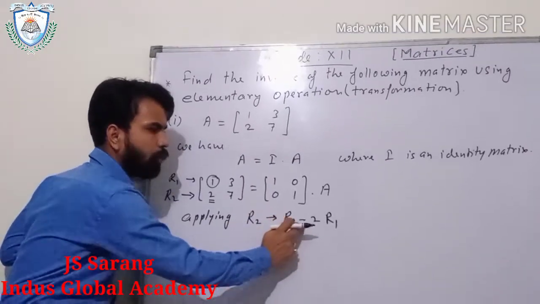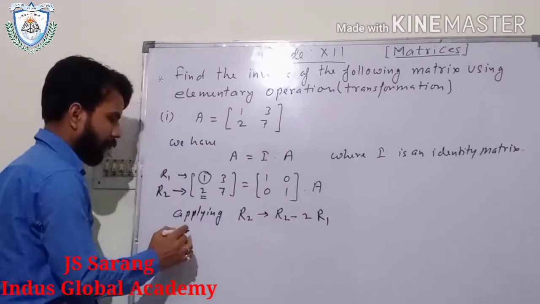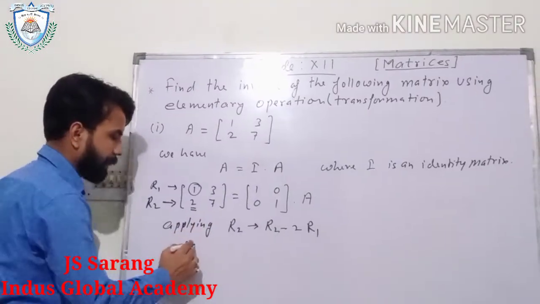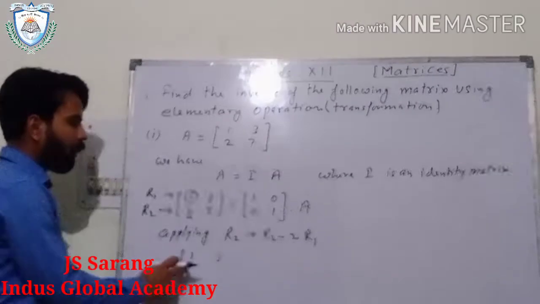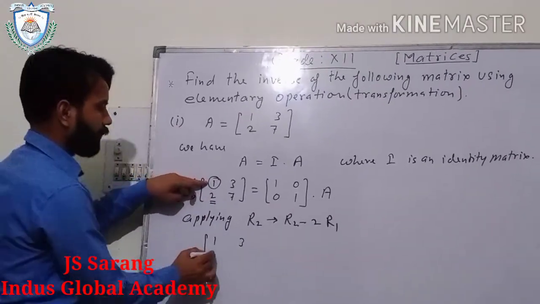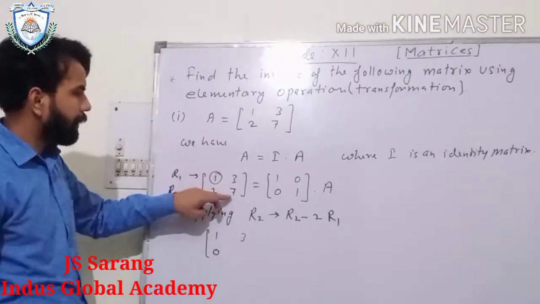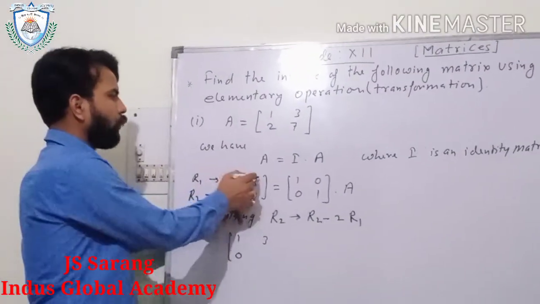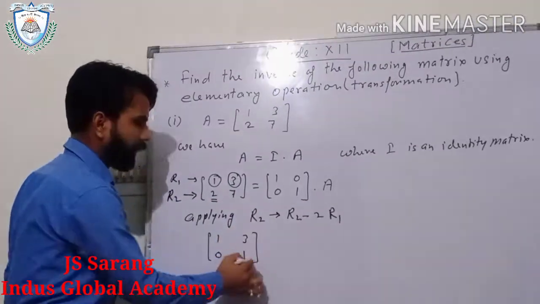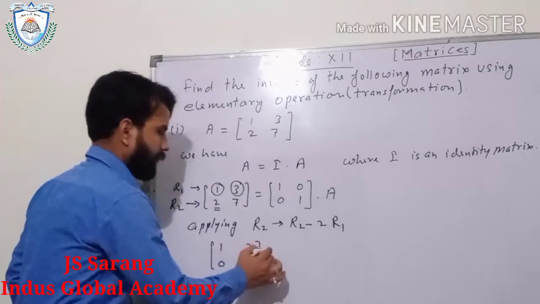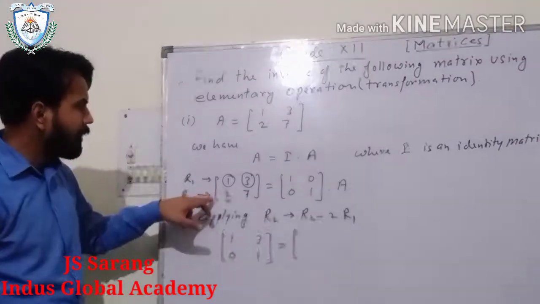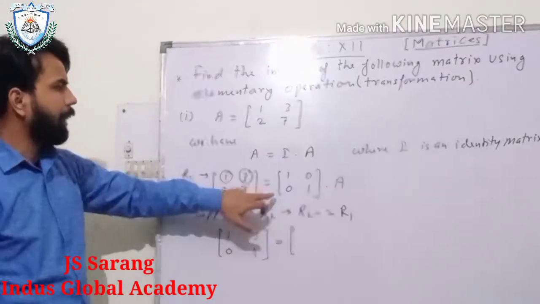So I am applying the operation in the second row. What is R2 minus 2R1? The operation is applied on R2, so R1 will remain the same: 1, 3. Now R2 will be R2 minus 2R1. So 2 minus 2 ones are 2, it will be 0. Now the same, 7 minus 2 into 3. 2 into 3 is 6. So 7 minus 6, you will get 1. Got it? Yes.